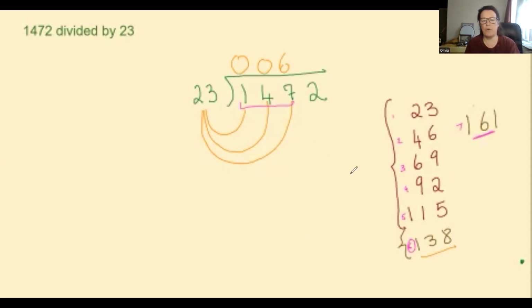And what's left over? So we're going to take 138 from 147, which is 9. Now, what are we going to do with that 9? We're going to put the 9 up here and make a new number. So we've got 92. And we're going to see how many 23s are in 92.